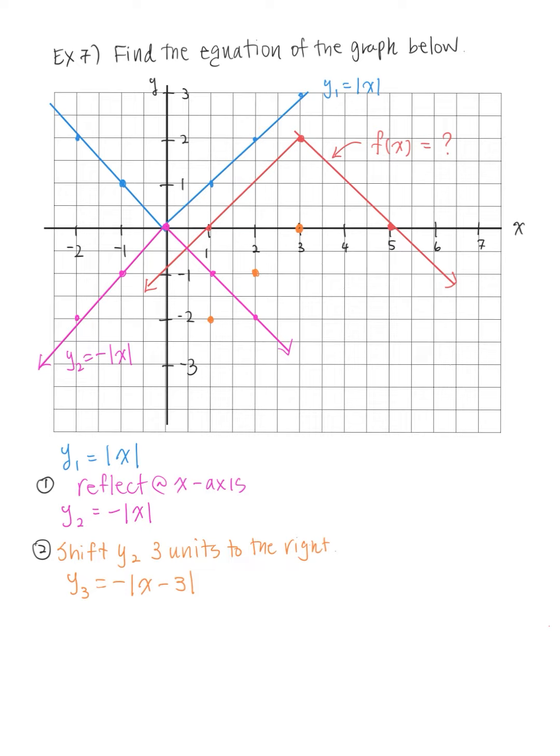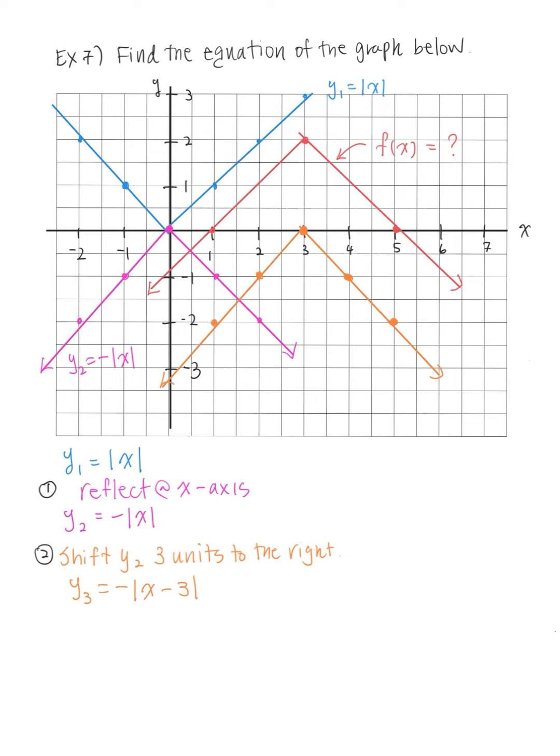Okay, now let's deal with the other side. So here, this point, let's move 3 units. 1, 2, 3. So it's going to be here. And then we're going to take, which point was I just doing? Oh, let's do this one. You're going to go 1, 2, and 3. So let me just jot that out. Okay, now connect those dots. All right, so here is the graph of our y sub 3, which is negative absolute value of x minus 3.